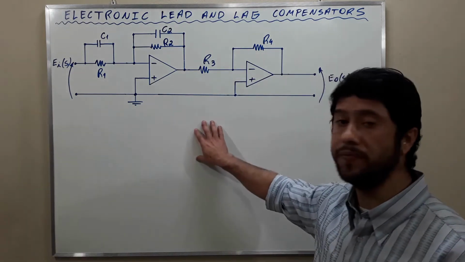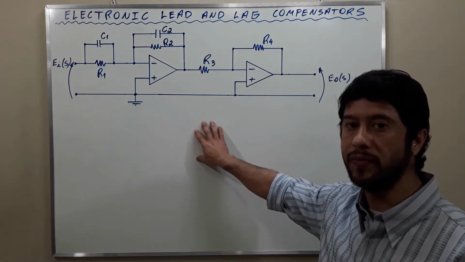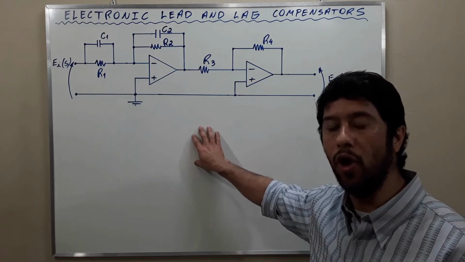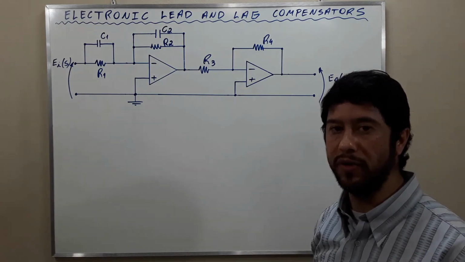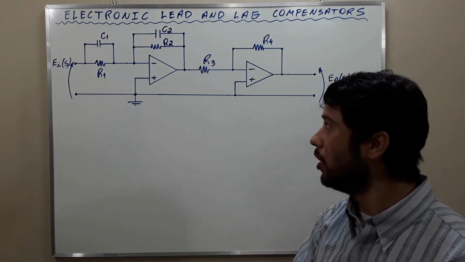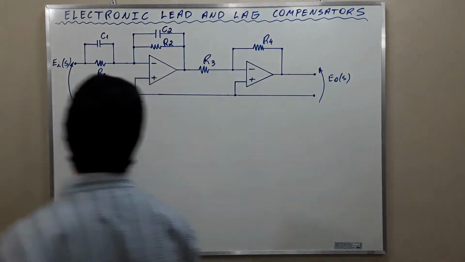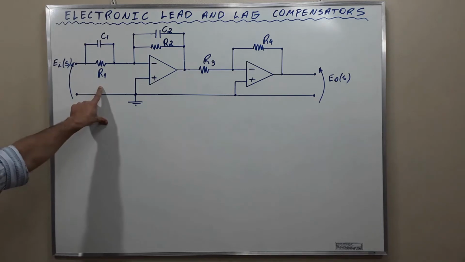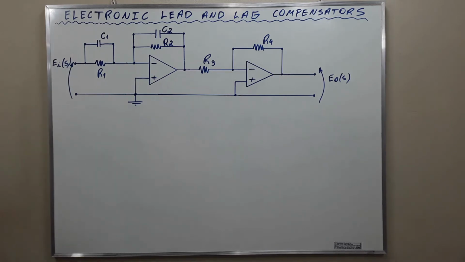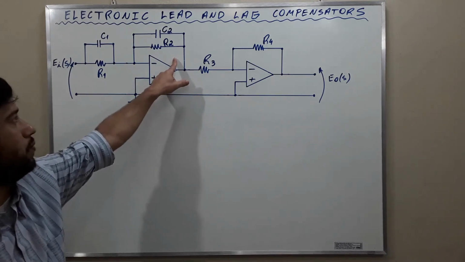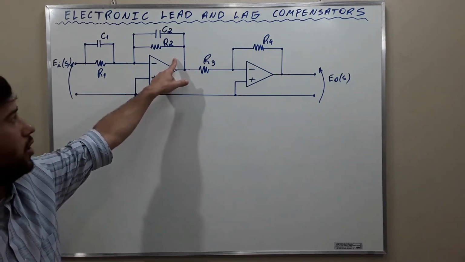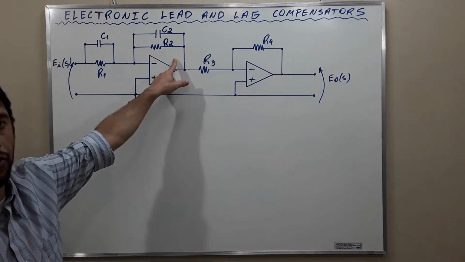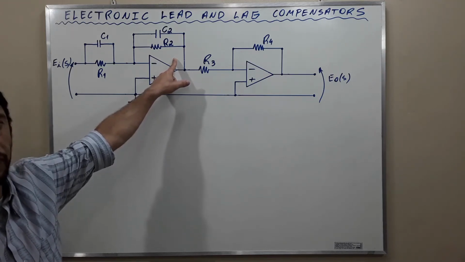Consider the structure that I drew on the board. It is an electronic lead or lag compensator. Observe that Z1 is the parallel connection between resistor R1 and capacitor C1. Observe also that Z2 is the parallel connection between resistor R2 and capacitor C2.